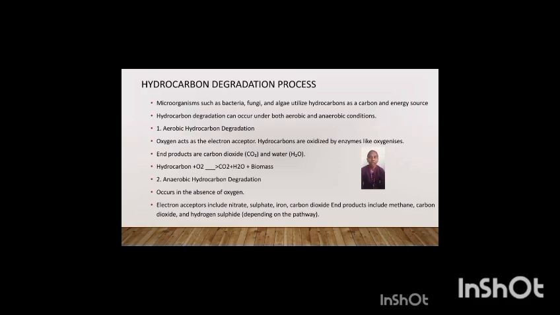Hydrocarbon degradation process: microorganisms such as bacteria, fungi and algae utilize hydrocarbons as carbon and energy sources. Hydrocarbon degradation occurs under both aerobic and anaerobic conditions. In aerobic hydrocarbon degradation, oxygen acts as the electron acceptor. Hydrocarbons are oxidized by enzymes like oxygenases. The end products are carbon dioxide, water and biomass.